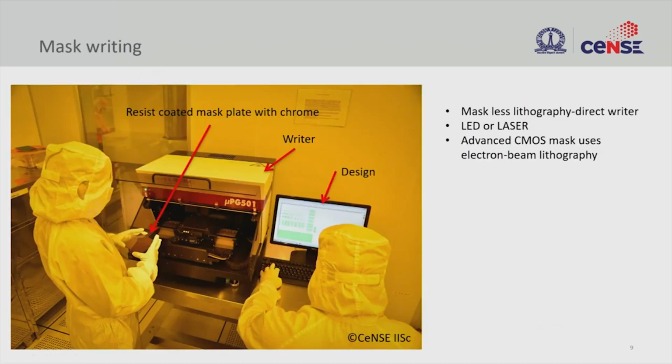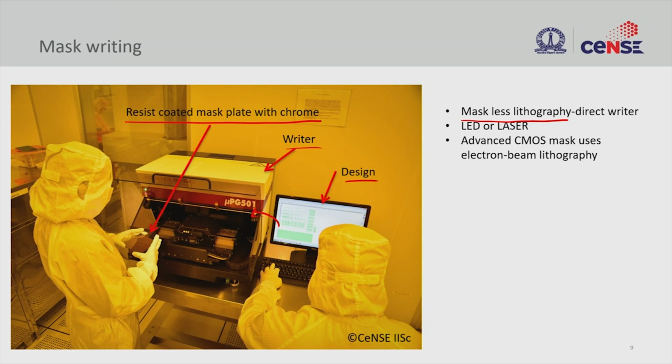And this is the mask writing process, or the writing tool we use. You can see here the engineer is holding a resist-coated mask with chrome, and then the design is fed into the writing machine here, and once you load the mask plate into the machine, it will start writing this layer onto the photosensitive layer. This is called maskless lithography. Sometimes you can use this particular writing process to directly define patterns. Here we are using it to write a mask, but if your circuit has a polymer, if you want to define a polymer, you can use this writer as a direct maskless lithography process.